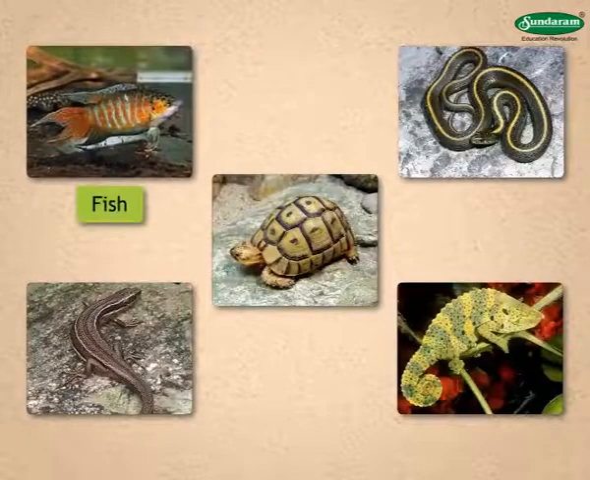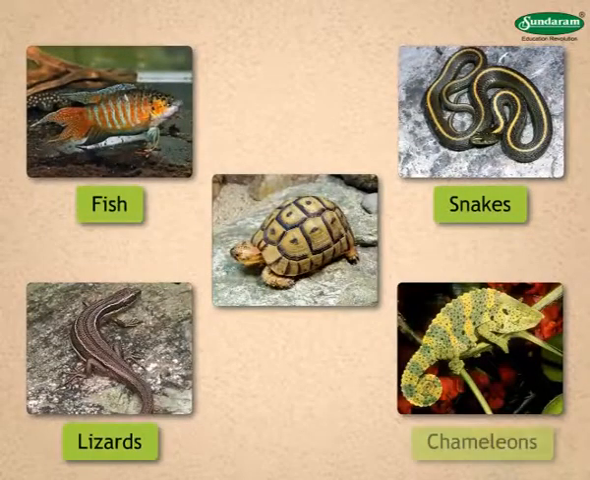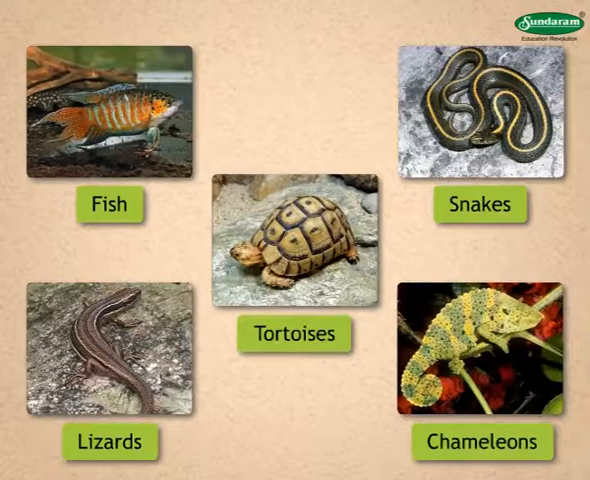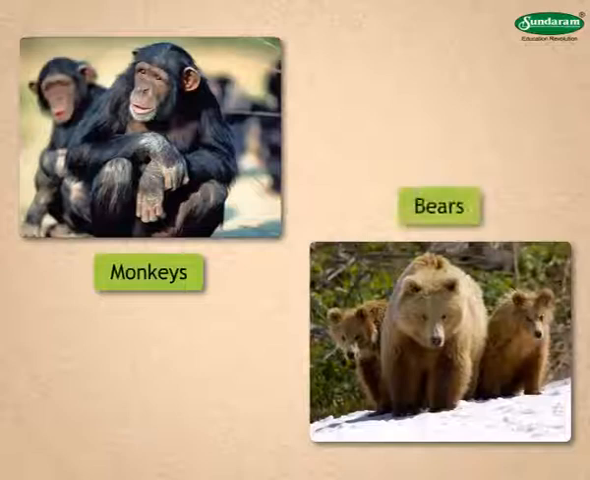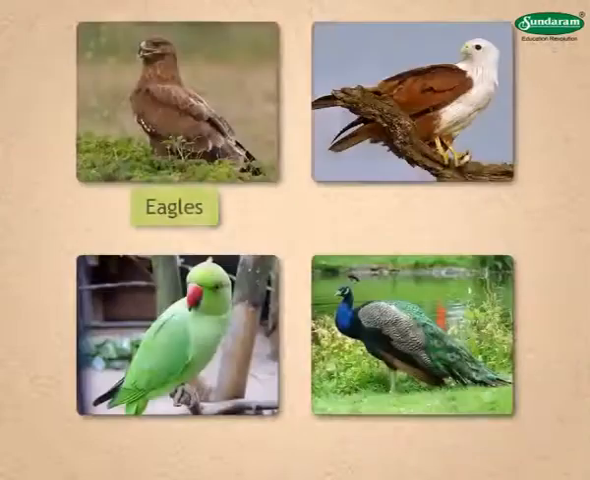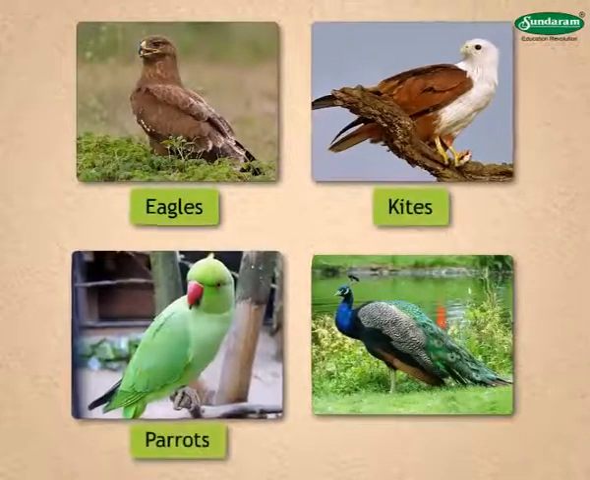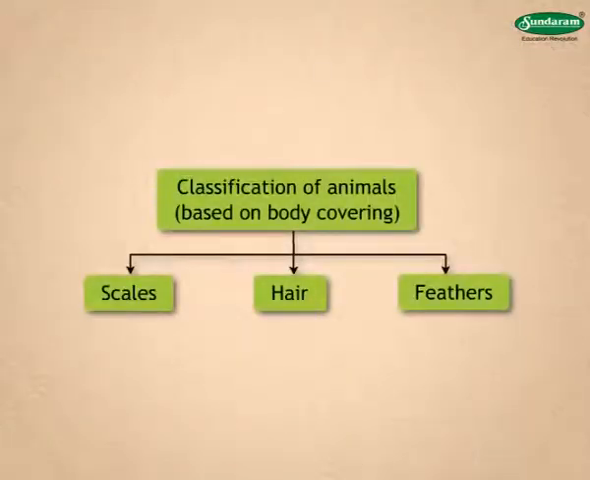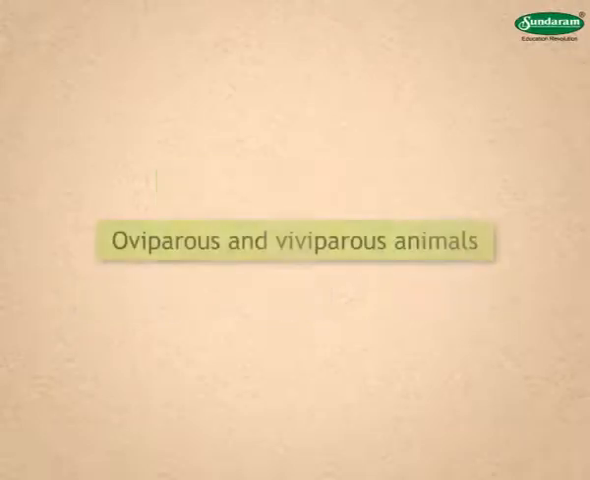Animals like fish, snakes, lizards, chameleons, tortoises have scales on their bodies. Monkeys, bears have bodies covered with hair. This hair is called fur. Eagles, kites, parrots, peacocks have feathers. Classification of animals based on body covering.